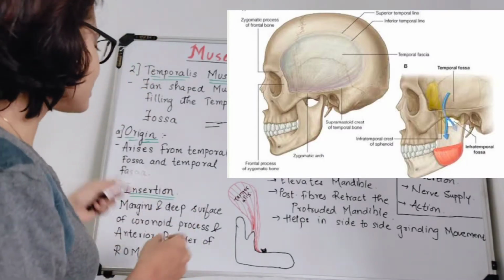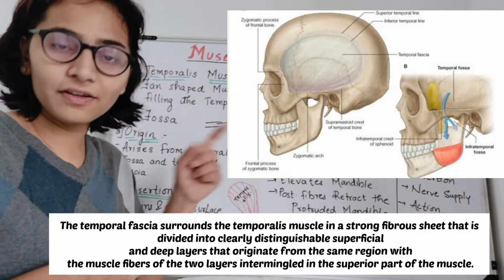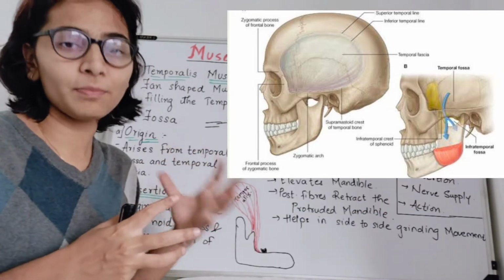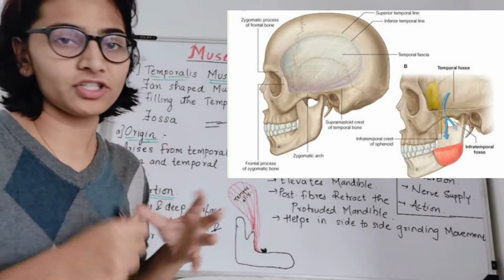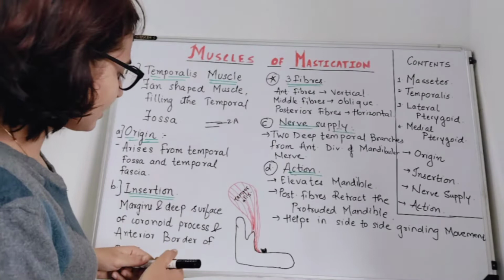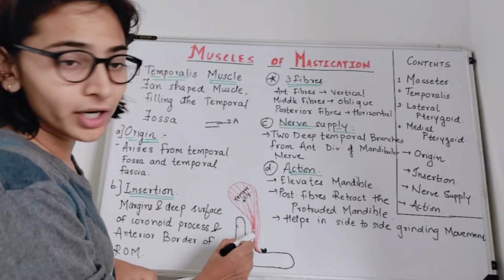Okay, so the origin of temporalis muscle. Temporalis muscle arises from the temporal fossa and temporal fascia. I'll give you the diagram on the screen so that you'll understand what is temporal fossa and temporal fascia. Okay, so now the insertion. The temporalis muscle is inserted into the margins and deep surface of the coronoid process.